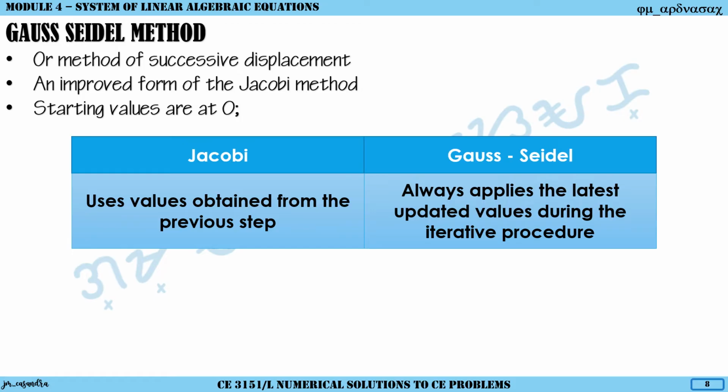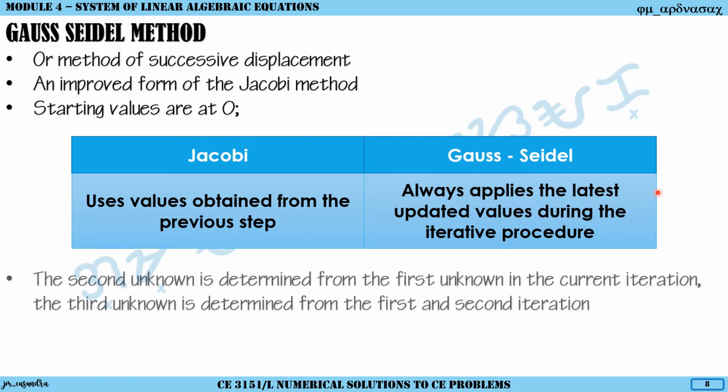Okay? So again, almost the same lang yung process for Jacobi and Gauss-Seidel. The only difference is that for Jacobi, again, we use the values from the previous iteration, while for Gauss-Seidel, we use agad the values that we have computed in our iterations. So we'll understand this better in our example in the next slides.